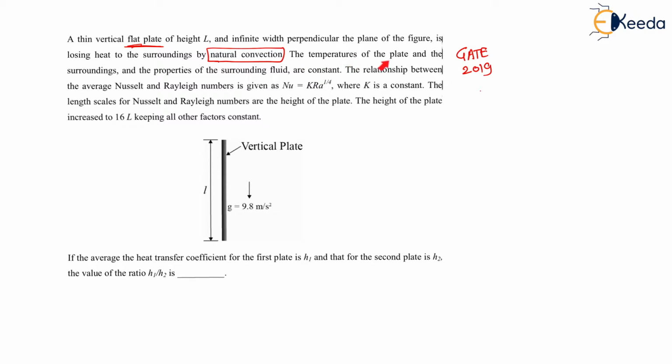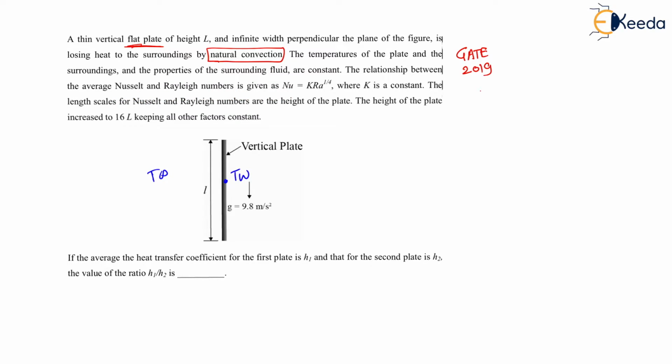Then the temperature of the plate and the surrounding and the properties of the surrounding fluid are constant. Here the plate temperature, let us say, will be the wall temperature T wall, and the surrounding temperature is T infinity. Both are constants, and they have also mentioned the properties of the surrounding fluid are constant, right? The relationship between the average Nusselt number and Rayleigh number is given by.